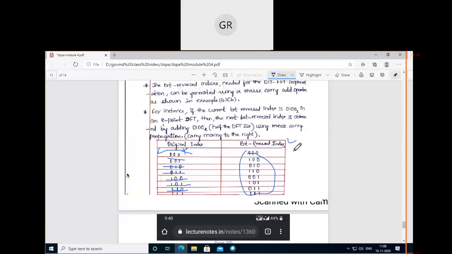Here the weights are 4 2 1, right? This one is 0 1 0, which is 2. For 1 0 0, the 1 is at 4, so this becomes 4. 4 plus 2 is 6. 1 0 1 is 5 and 0 1 1 is 3. All ones becomes 7. Like this also you can find the bit reverse value. Otherwise, how can you find the bit reverse value?